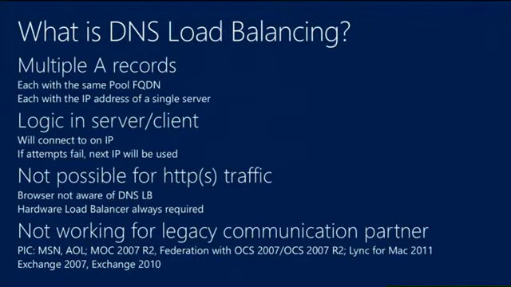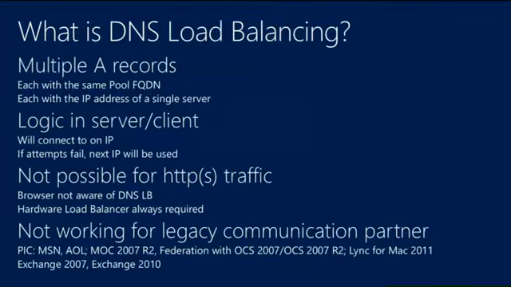The client, when it tries to connect to this FQDN, will get back all the IP addresses and has logic built in to understand: well, I need to connect to the first one. If the first one doesn't work, I need to connect to the second one. Then I will connect to the third one. This was introduced in Lync 2010. We still use it in Lync 2013. The thing is, it's logic that is built in the client or the servers, so only the newer components understand that.